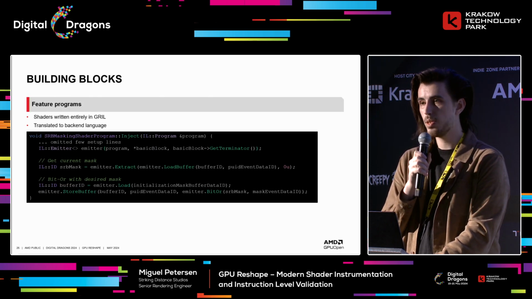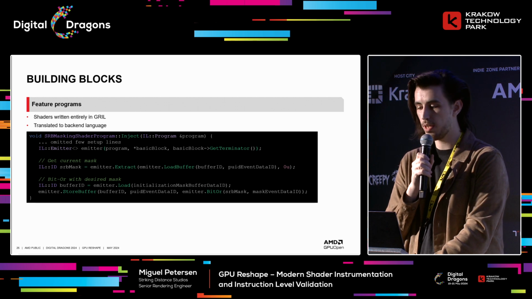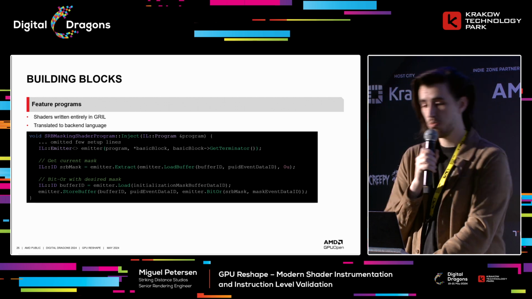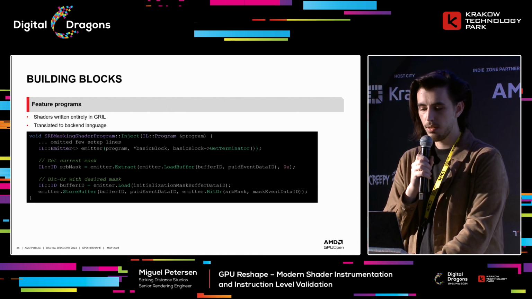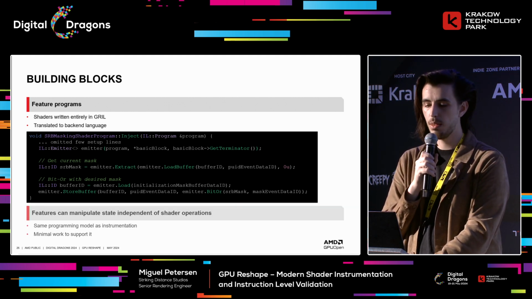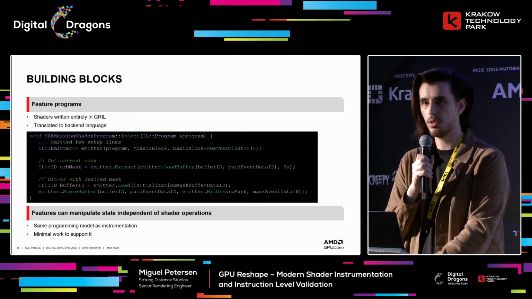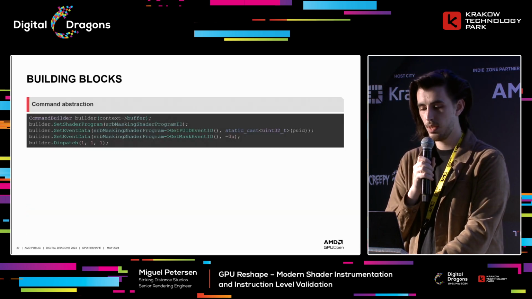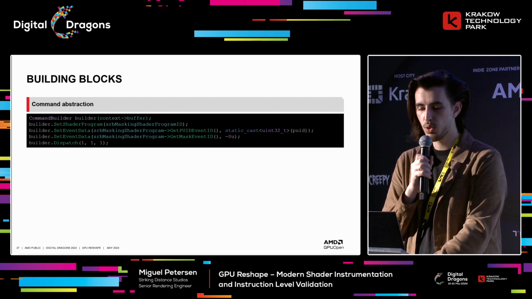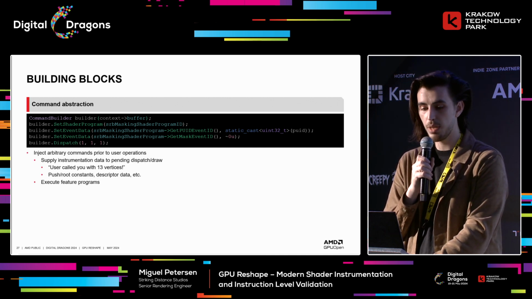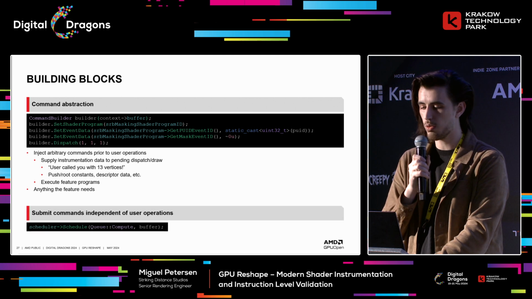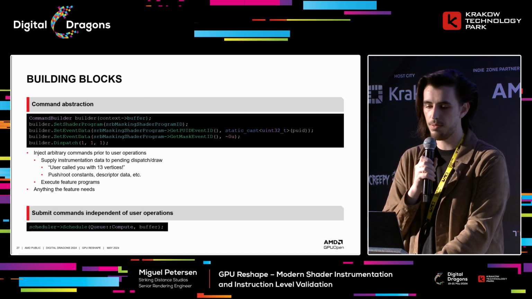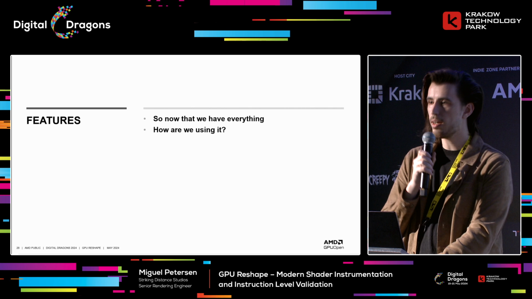On top of this, there's a thing I call feature programs. What if you want to write your own shader? Do we write them in HLSL, GLSL? Why not just keep the same programming model? Just write the shader entirely in GRIL. This essentially allows features to manipulate state independent of shader operations, which is another powerful tool that validation can take use of. And with that, we have a very lightweight command abstraction. Before any pending shader operation, you may wish to inject commands, upload data to the pending invocation, etc., or even execute feature programs. It's really up to the feature. Anything it needs, launch its own command buffers, etc. Typical abstraction stuff.